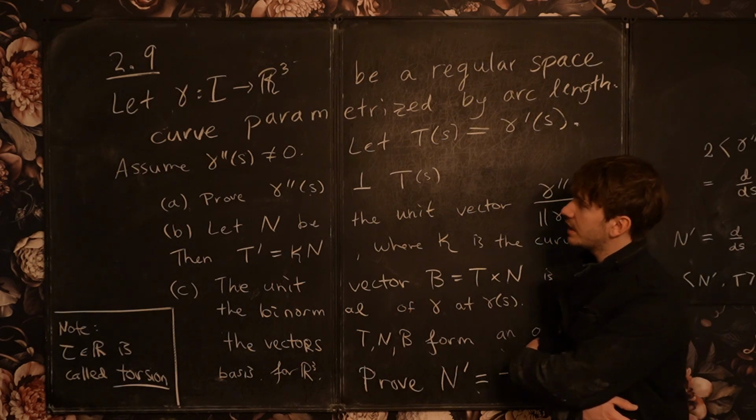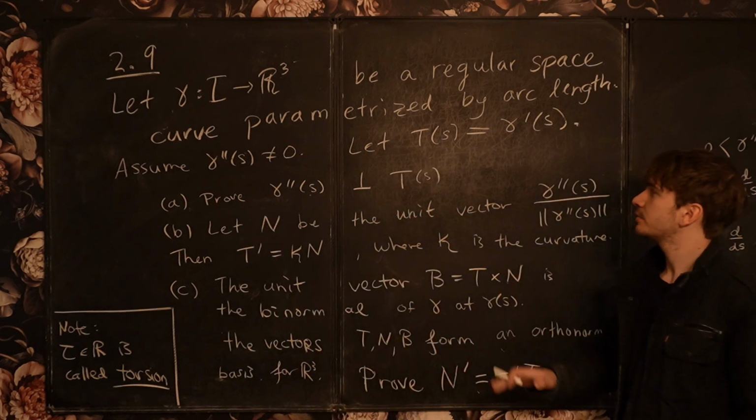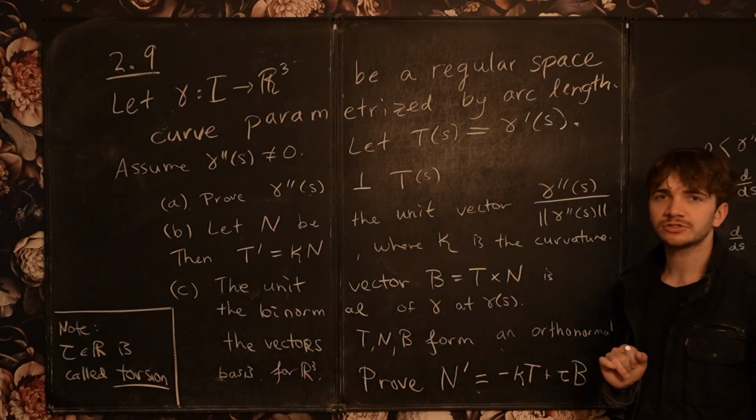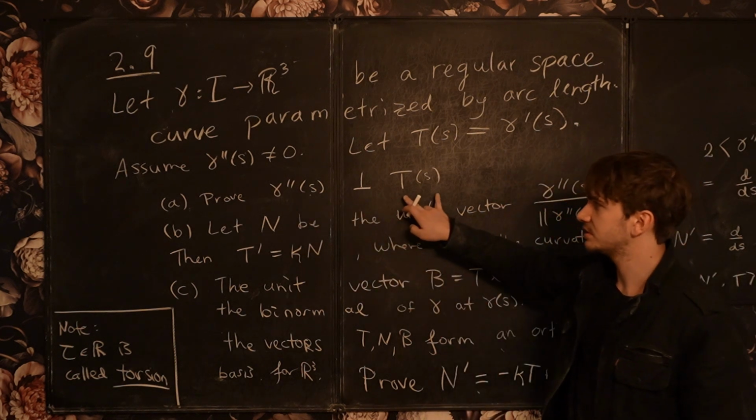Now we're assuming that the second derivative is non-zero, and we're defining the tangent vector to be the first derivative, gamma prime of s. We need to prove that the second derivative is orthogonal to the tangent vector.